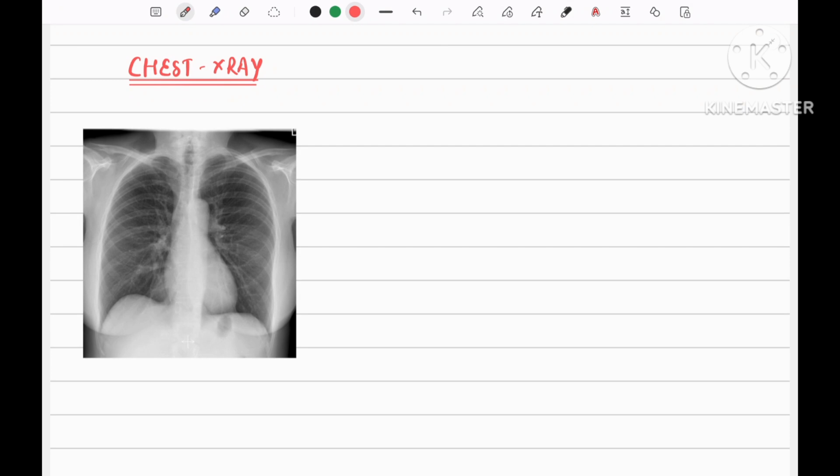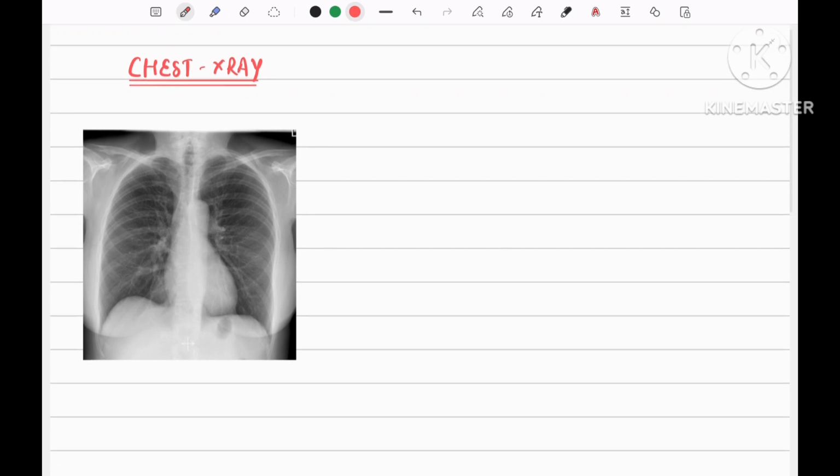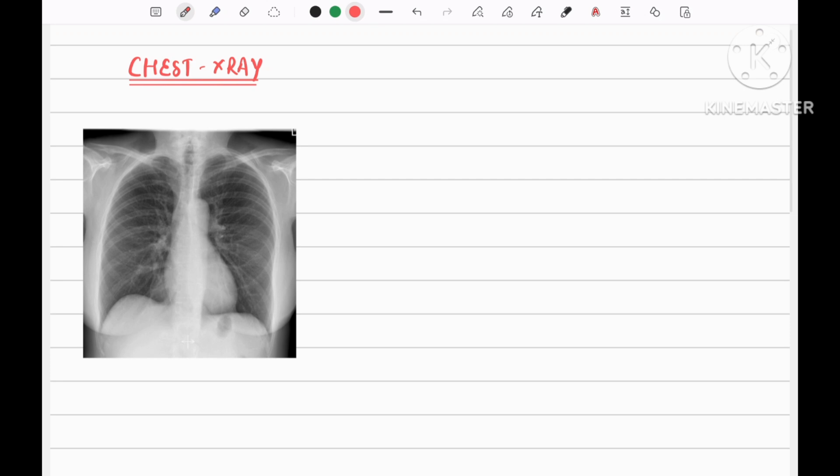Before going to the abnormality, we will first learn about the normal chest x-ray. This is a normal chest x-ray. In this, we have to know the different densities of air, fat, blood vessels, and bone metals, and how they appear in a chest X-ray.